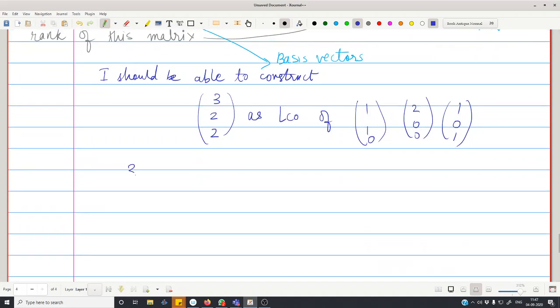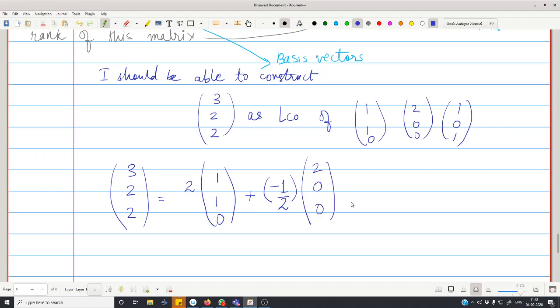Very good. So the linear combination is twice of 1, 1, 0, plus minus half times 2, 0, 0, plus twice of 1, 0, 1. I allow all the audience to check it.